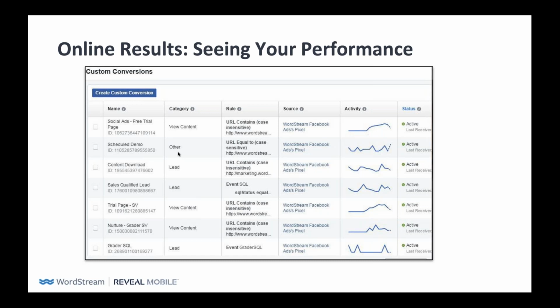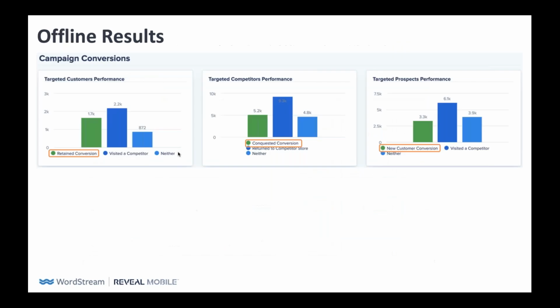People might see your ads and not actually act on them, but ultimately later they'll search for you and visit your site. Setting up this kind of custom conversion allows you to see that and allows you to tie the value of the visit back to the original ad. So with that, let's talk for a minute about offline results.